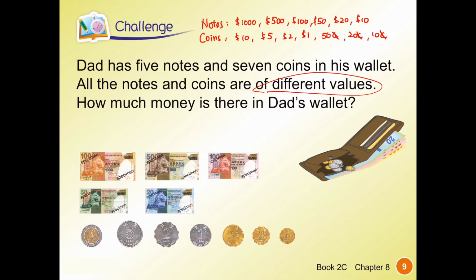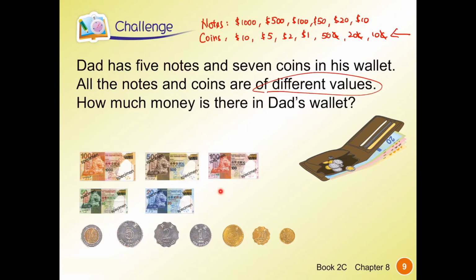So this is the answer for the challenge question. So notice that, let's start with the coin first. So we have 1, 2, 3, 4, 5, 6, 7. 7 different types of coins here. So that means we do have all of this in Dad's wallet.